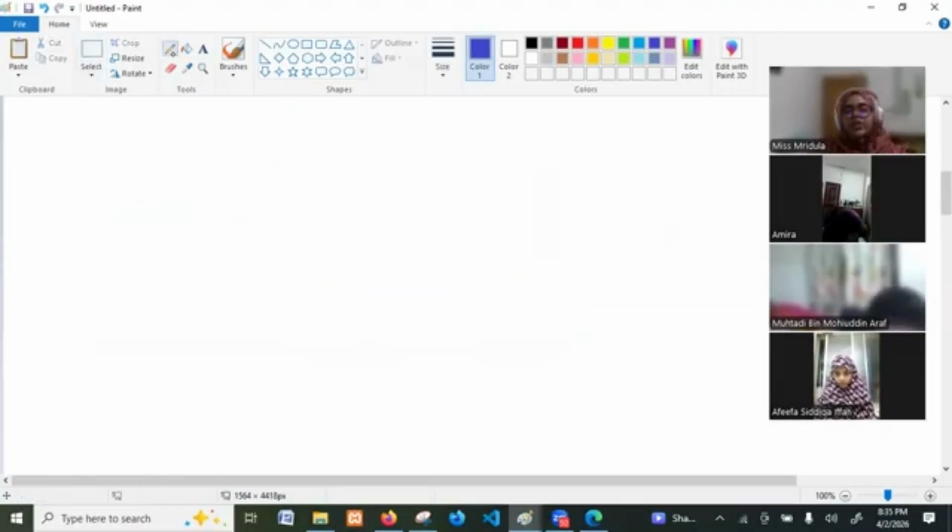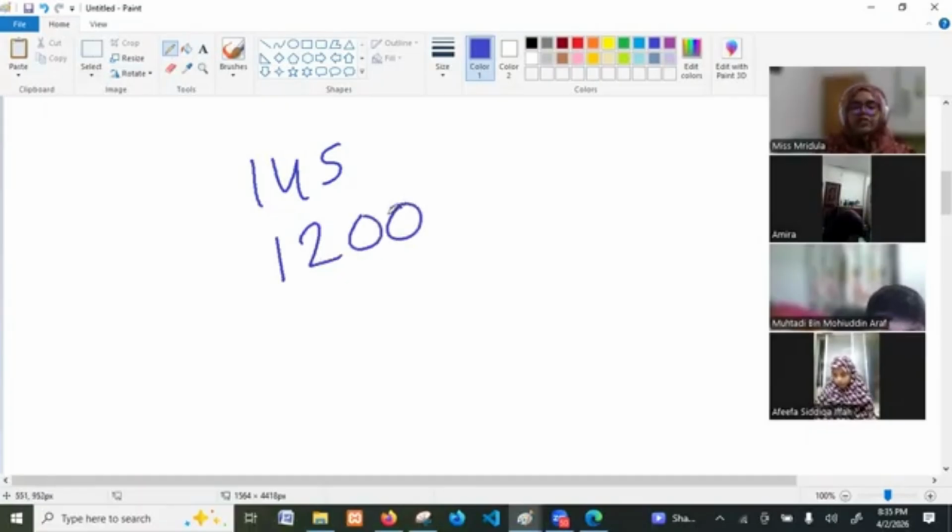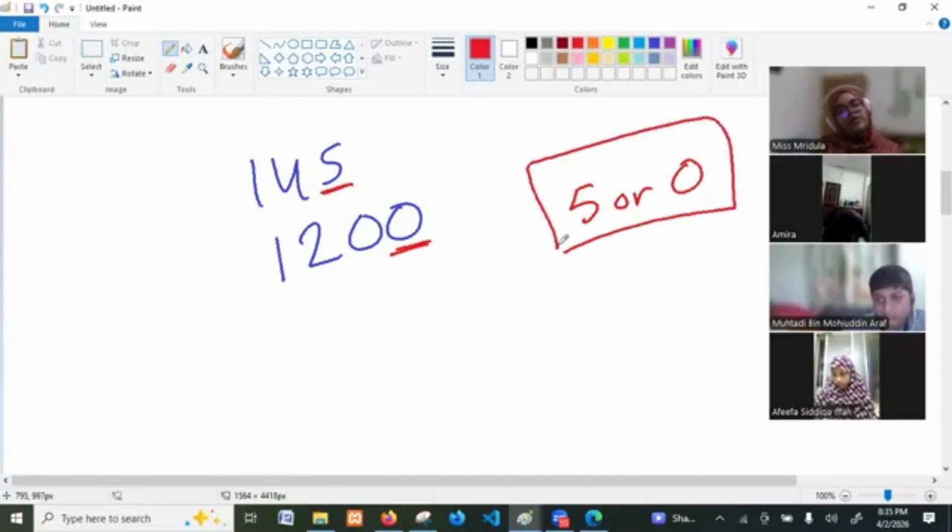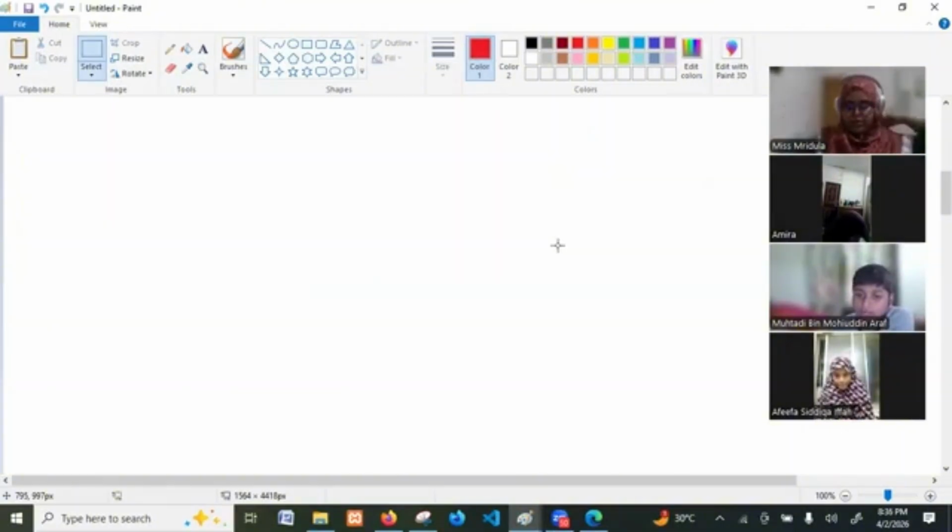The last one we learned was the divisibility by 5. It is very easy. The ones place digit should be 5 or 0. So it can be 145, it can be 1200, right? So we will just focus on the rightmost digit. And if it is 5 or 0, it will be divisible by 5. Okay, so we learned up to this. We learned about 2, 3, 4, and 5. So we have covered all the things of the syllabus.